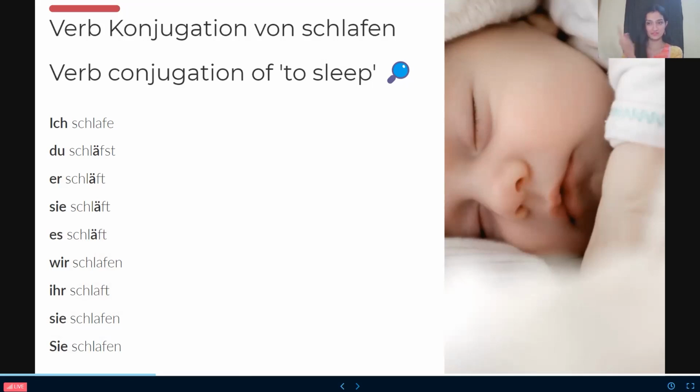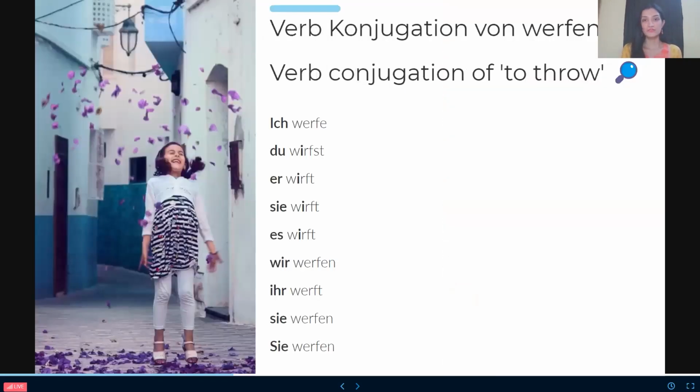Sie schlafen, they are sleeping. Sie schlafen, you all are sleeping in the formal manner. Okay. Now, people, I have given you the verb conjugation of werfen. In werfen also, ich werfe, du wirfst, er wirft, wir werfen, ihr werft, sie werfen, capital S Werfen.